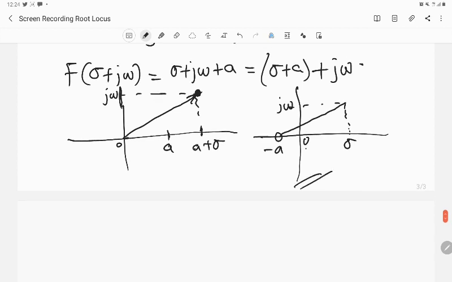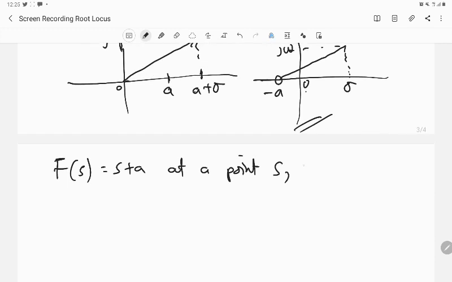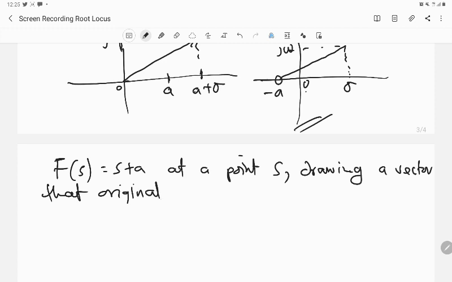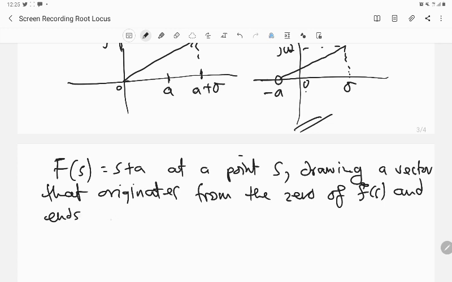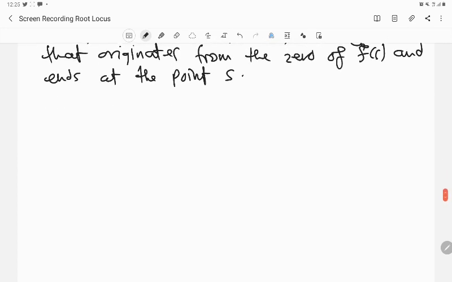So this is another representation of the system, and this tells us that if you evaluate f of s equals s plus a at a point s, which is a complex number, then it is the same as drawing a vector that originates from the zero of f of s and ends at the point s.